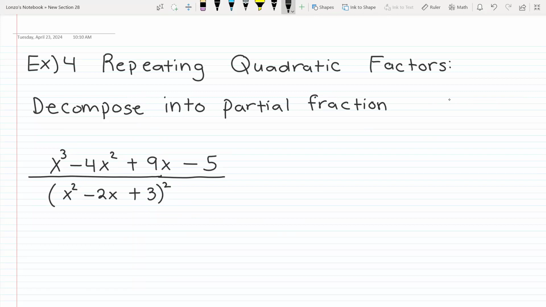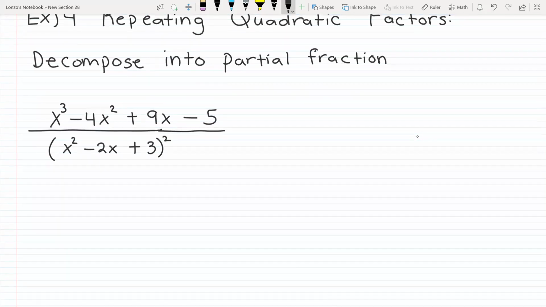So what we have is a repeating quadratic factor. So this is a repeating quadratic factor. So you're going to break it up into this.